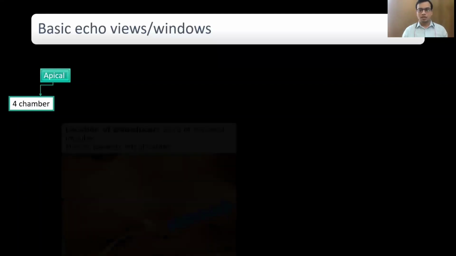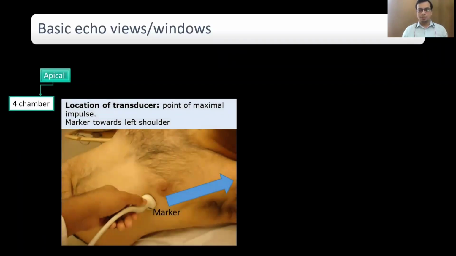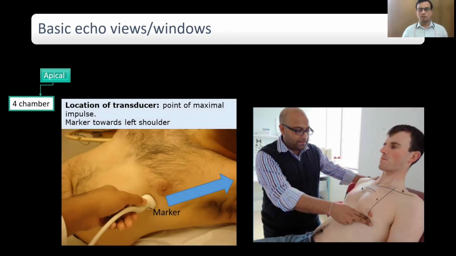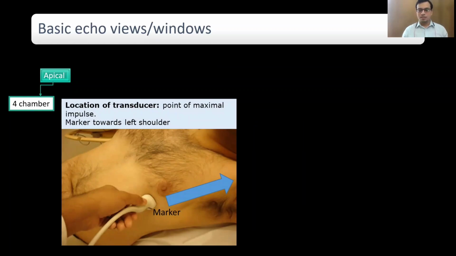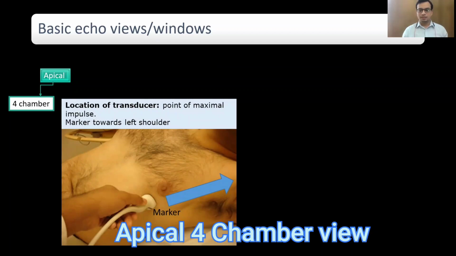The apical window is the window at the apex of the heart. The probe is kept at the point of maximal impulse, which is usually palpated lateral to the left midclavicular line. The marker of the probe should be pointing towards the left shoulder. The view which is obtained is the apical four-chamber view when you do this. And this is the first view which should be obtained in focused cardiac ultrasound.